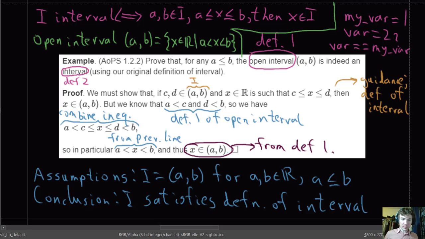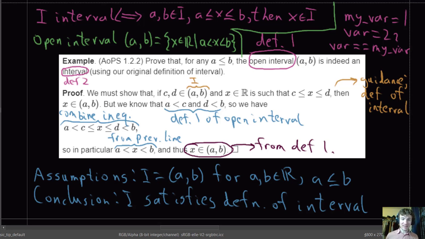Okay, so what was the punchline? We had two definitions, a definition of interval that required this betweenness, and a definition of open interval, which was given explicitly by this set, and we were trying to show that the open interval satisfies the other definition of interval.